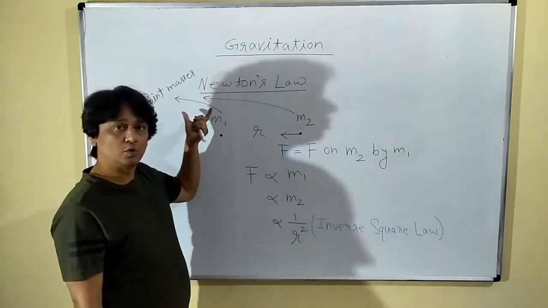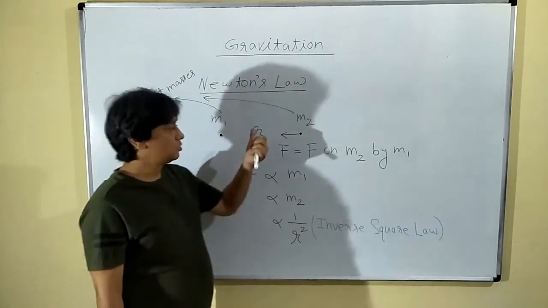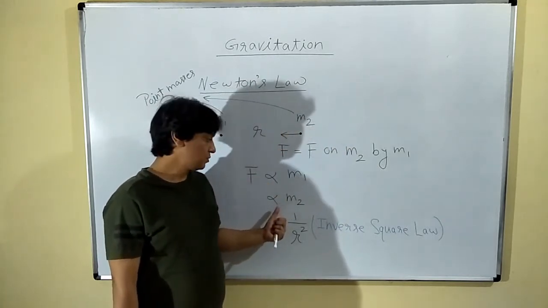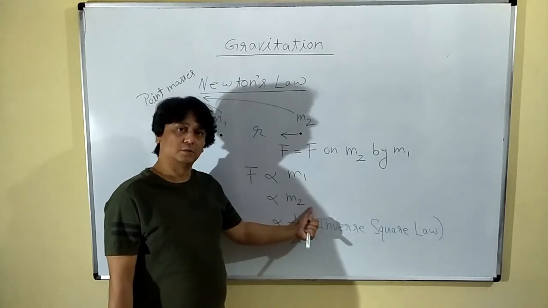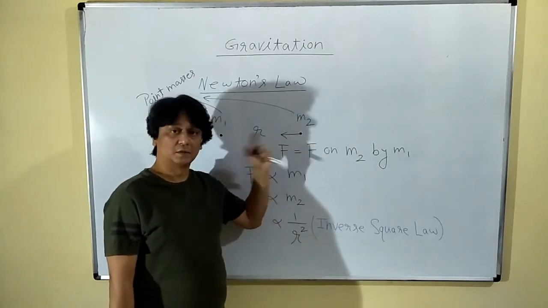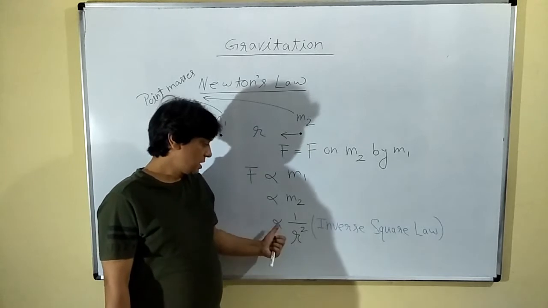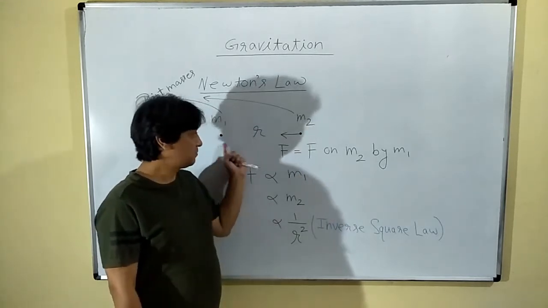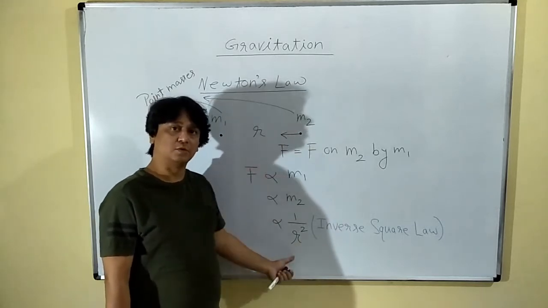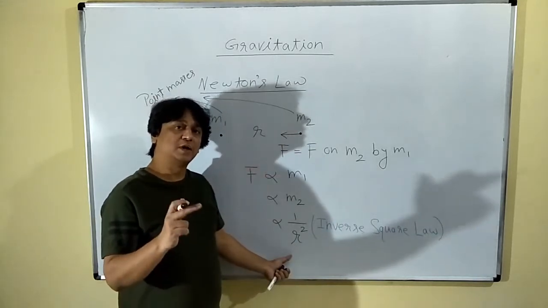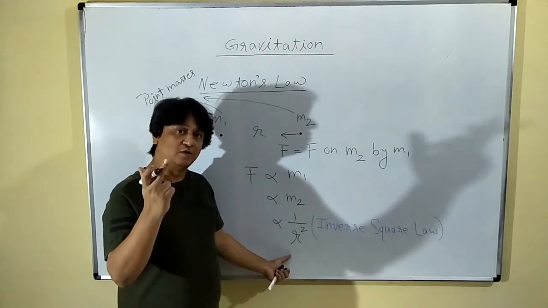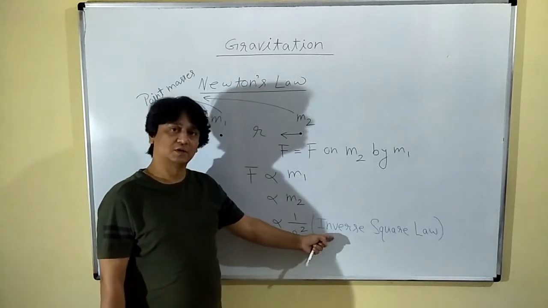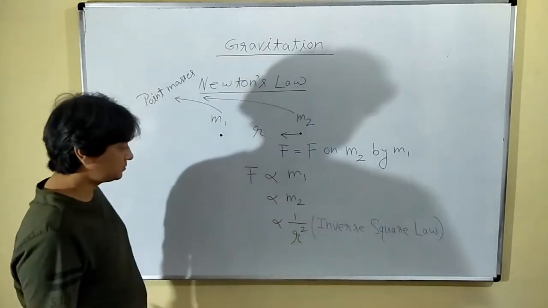अगर आपने m1 को डबल किया तो force डबल हो जाएगा. Similarly, force is also proportional to m2. अगर आप m2 डबल करेंगे तब भी force डबल होगा, but is inversely proportional to the separation between m1 and m2. That means अगर आपने distance डबल किया, then force will become 1/4, and therefore this is what inverse square law.